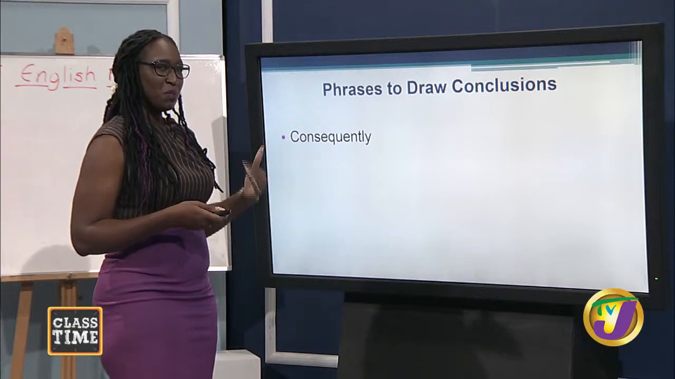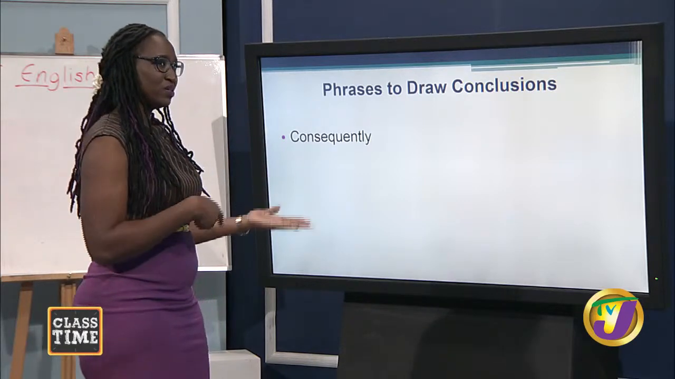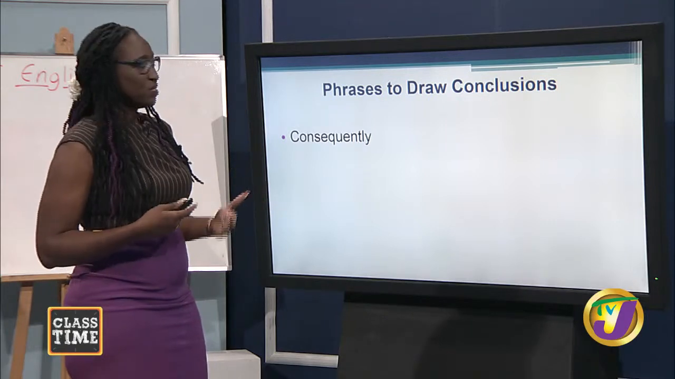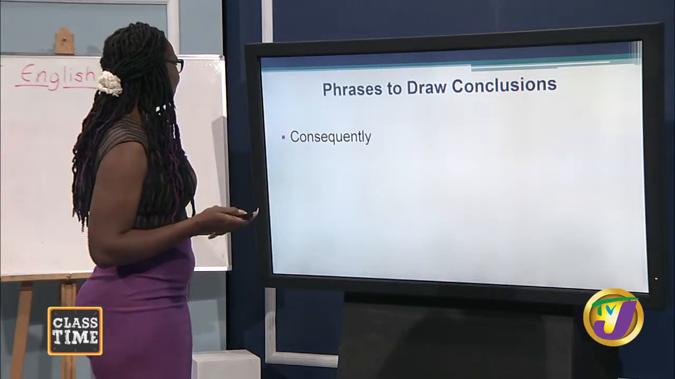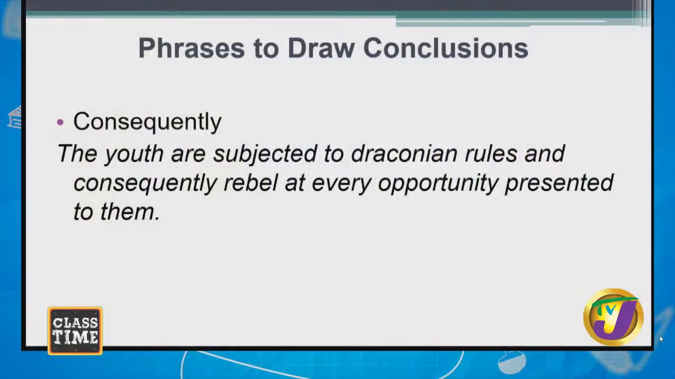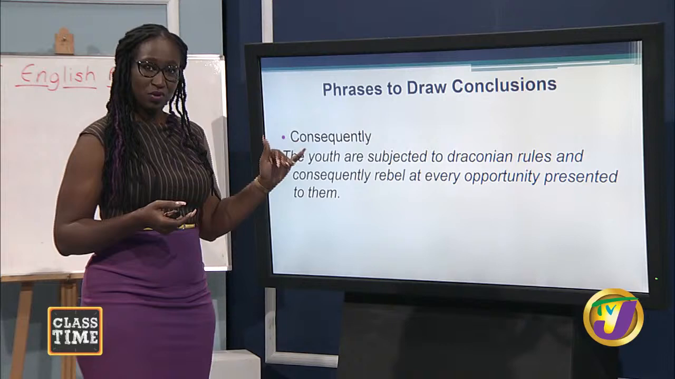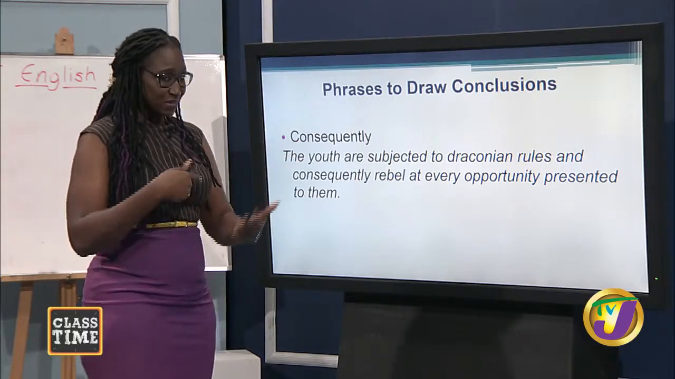"Consequently." Do you remember what consequently means? Think of "consequence" and what that word means. So how would you use "consequently" now to draw a conclusion? Let's have a look. The youth are subjected to draconian rules and consequently rebel at every opportunity presented to them. So right here, you have drawn the conclusion that because the young people are used to being bullied into obeying different rules, then when they don't have a rule to follow, they'll just go wild and free. So that is a conclusion that is being drawn. Not necessarily an accurate one, but it is still a conclusion.